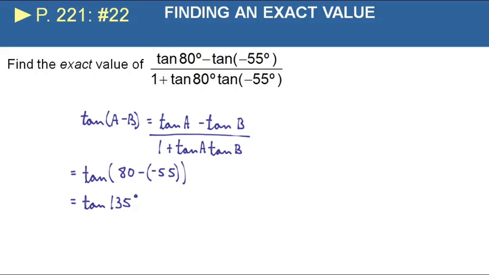So the tangent of 135 is what we have to come up with, and if you remember, 135 has a reference angle of 45, so the tangent of 135 is 1, but it's negative because it's in the second quadrant. So tangent of 135 equals negative 1.